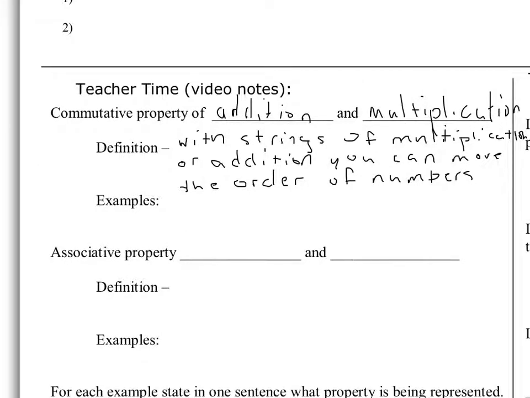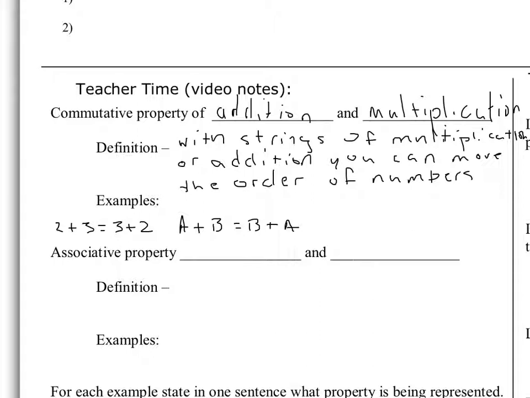So commutative property of addition and multiplication says that with strings of multiplication or addition, you can move the order of the numbers. As an example, we know that 2 plus 3 is the same thing as 3 plus 2. If we want to make that more general, we can say for any number A plus any number B, it's going to be the same thing as if I had added B plus A. Okay? That's just a more general way of saying it.